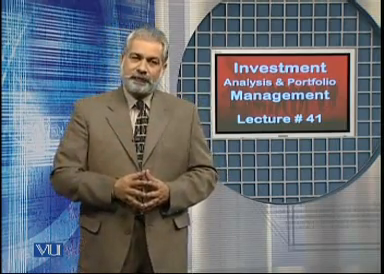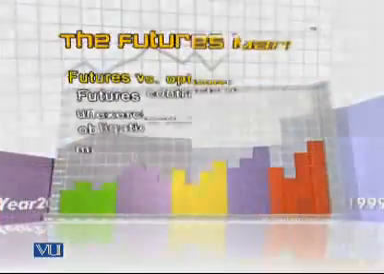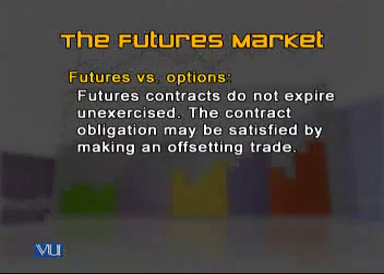Obviously, anything to do with responsibility has to be looked into, and that would be the futures contract, because that's exchange traded. If we were to look at futures and options, we would understand that futures do not expire unexercised. The contract obligation may be satisfied by making an offsetting trade. You can switch over position, but you have to complete the trade.